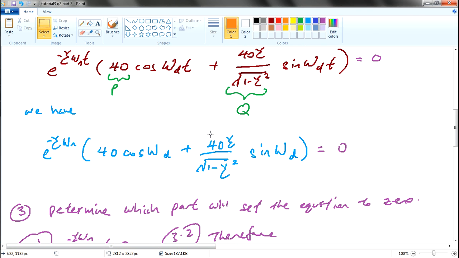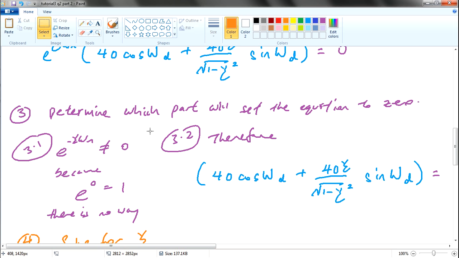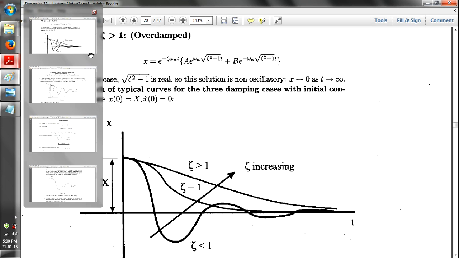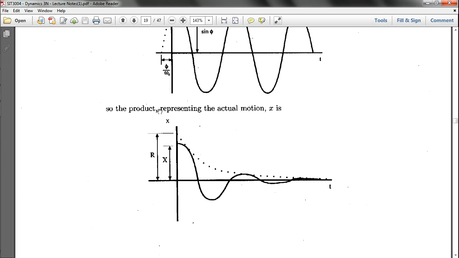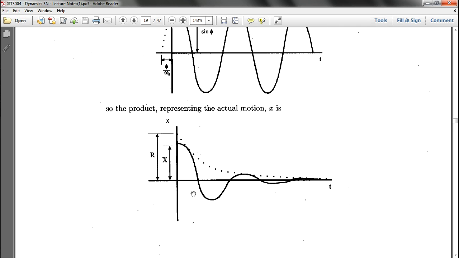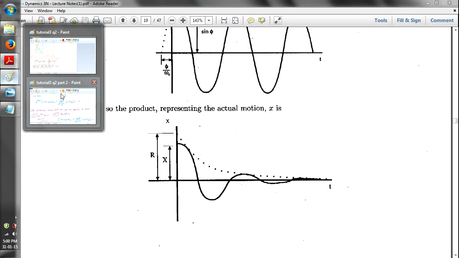Then determine which part will set the equation to 0. Therefore there are two parts, this part and this part. Previously we said that this part is the exponential part and this part is the sinusoidal part. Exponential and sinusoidal, when they add together they become damping.